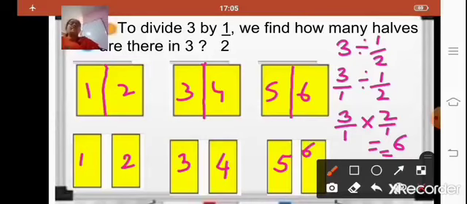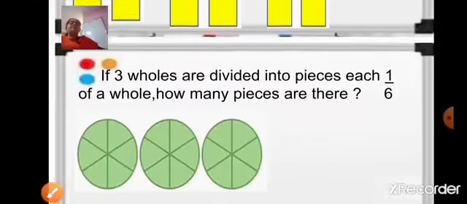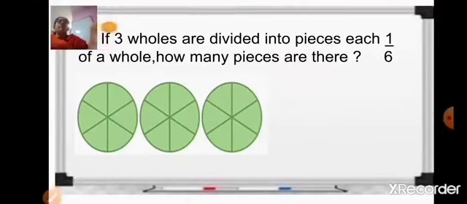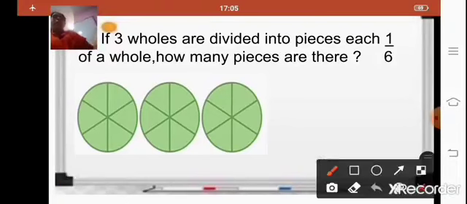So that is division of a whole number by a fraction. Now let us take the second example. Here 3 wholes, you have to divide it into pieces each 1/6 of a whole. So how many pieces are there? Here in this there are 3 wholes. Each you have to divide into 1/6 part. So here in the first I have divided this into 6 parts.